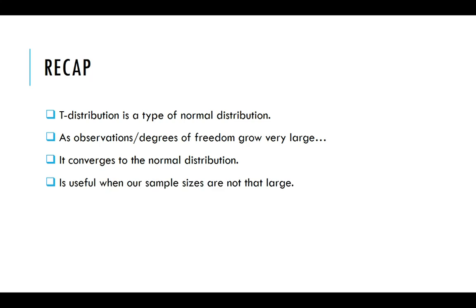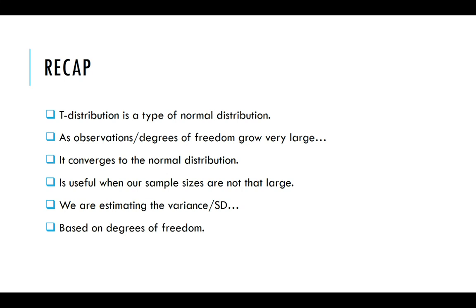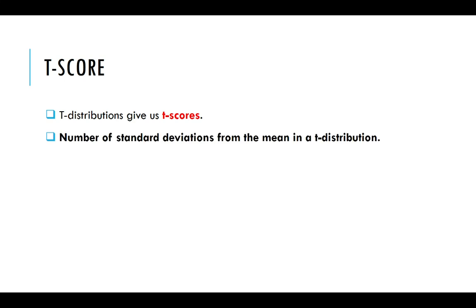And we said this is useful when our sample sizes are not that large. Remember, with the t-distribution, we're estimating the variance or the standard deviation, and we're doing that based on the degrees of freedom. So our t-distribution depends on degrees of freedom, which depends on n. Now, our t-distributions give us a t-score. Our t-score is the number of standard deviations from the mean in a t-distribution.